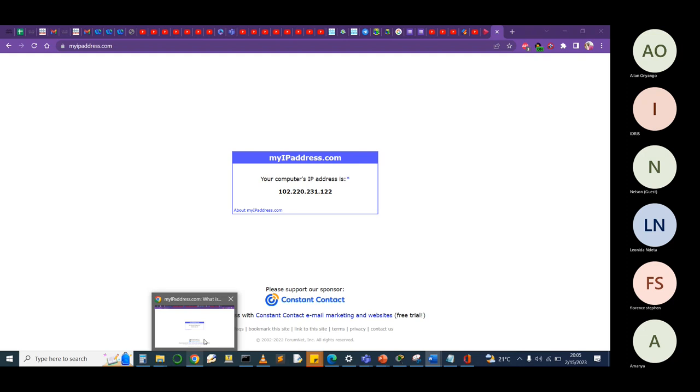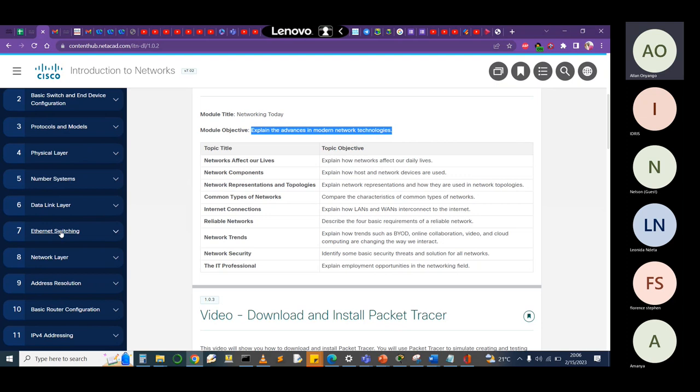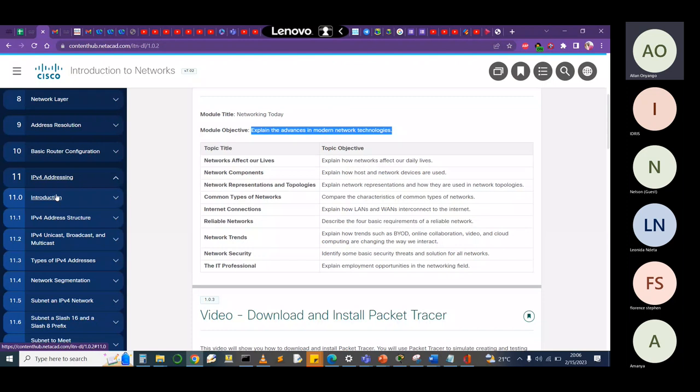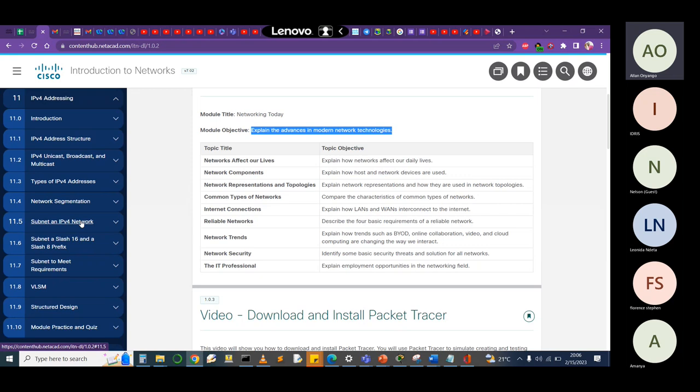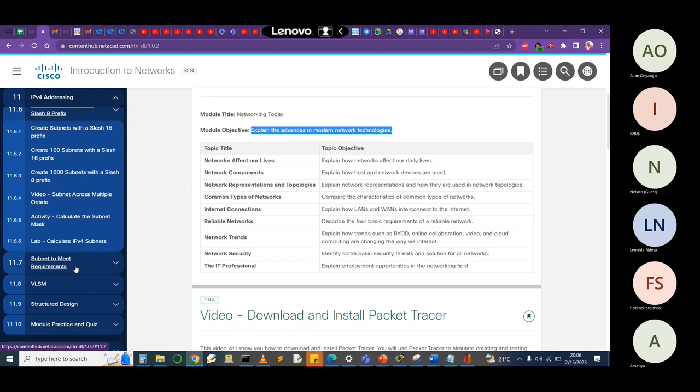Now, I need to give you assignments. Tomorrow we'll be doing subnetting for IPv6, which is chapter 12. To get used to calculating IPv4 subnets, I'm going to give you some packet tracer activities where you subnet, then you configure those addresses the way I taught you yesterday. So note down inside your notes 11.5.5, that is the first one.